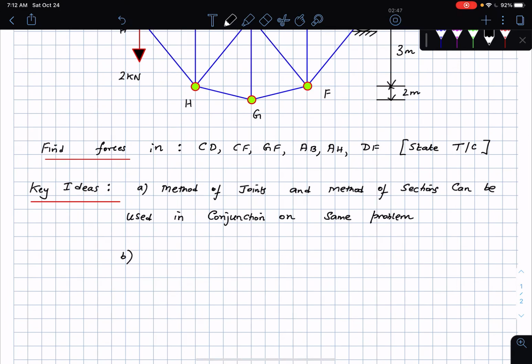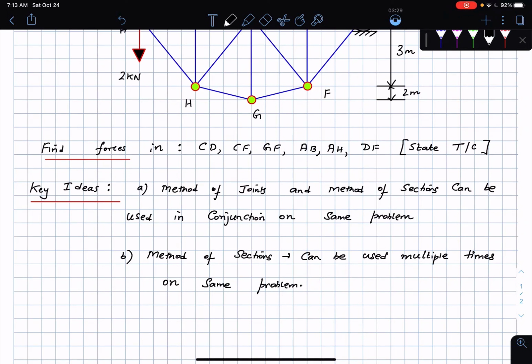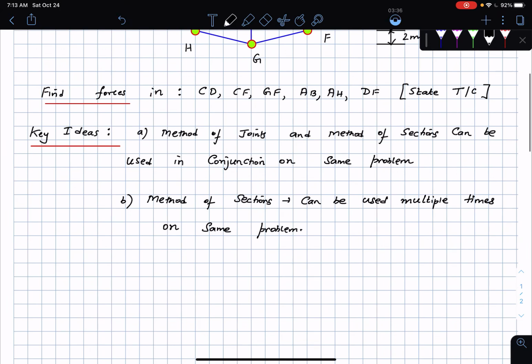Okay. Then, method of sections can be used multiple times on the same problem. My writing of multiple doesn't look like it makes sense, so let me rewrite it again. All right, sorry. It can be used multiple times in the same problem, but every time I use the method of sections, I have to perform a new cut. Okay, with a new cut performed every time, and you'll see this in this particular problem.